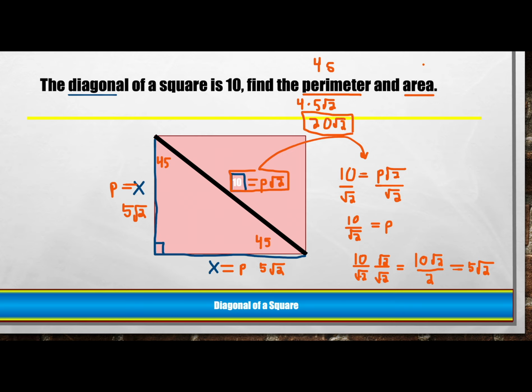Our area is just the side squared, or the length times the width. So that's going to be 5 times the square root of 2 times 5 times the square root of 2. What we're allowed to do here is multiply the 5's together, the things outside the square root, to get 25. And the things inside the square root, root 2 times root 2, well, the square roots cancel out, and we're just left with 2. So 25 times 2 gets us 50, giving us an area of 50.